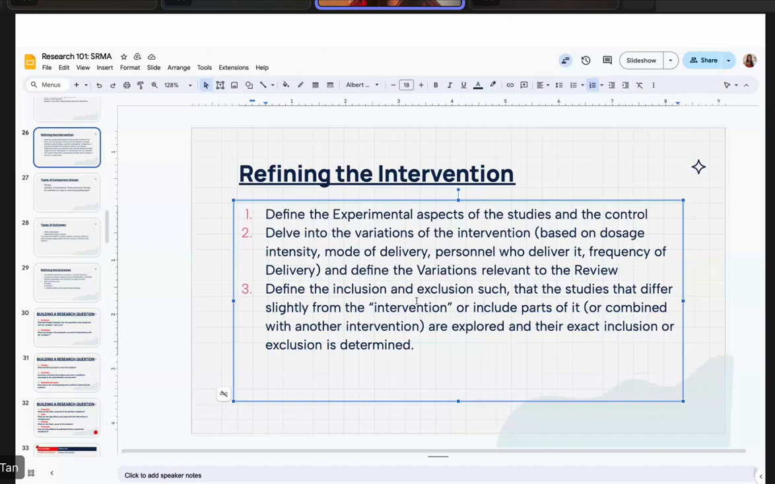And then what they mean when they say studies that differ slightly from the intervention is what I gave the example of, for example, just a different dose, or includes parts of it, or combined with another intervention. So for example, in some studies that hospitals output, they could be saying, oh, we're investigating drug A in combination with drug B, or we're investigating drug A in combination with drug B and comparing it to drug A with paracetamol. Then that would be a combination and it's not alone. So then you need to also decide whether or not you want to include that or exclude that. That's another thing that you need to refine for intervention.